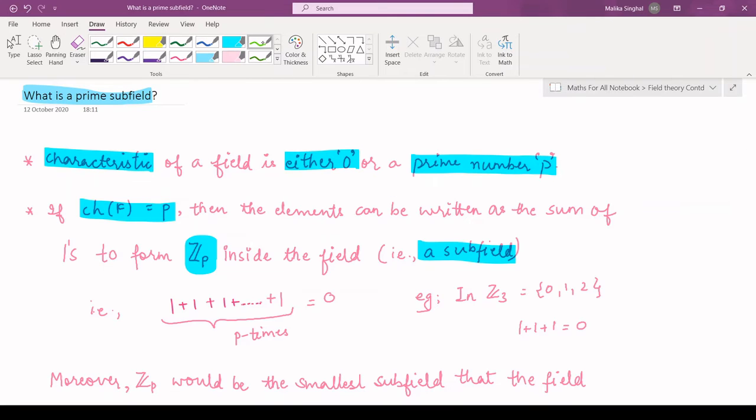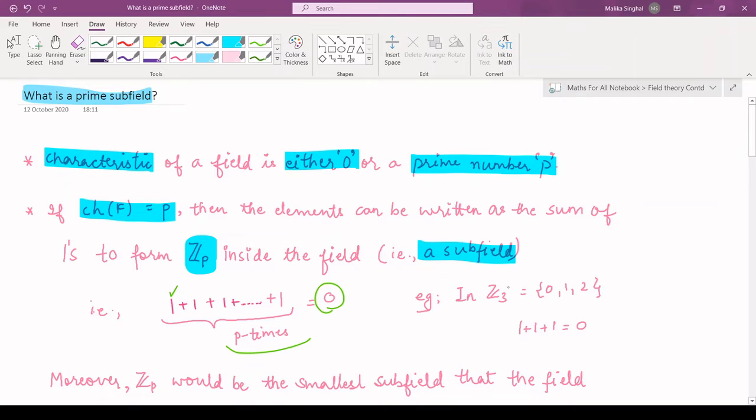What does that mean? It means that whenever you take the multiplicative identity and you add it p times, then you'll get the additive identity, right? So this was what we did in the previous video.